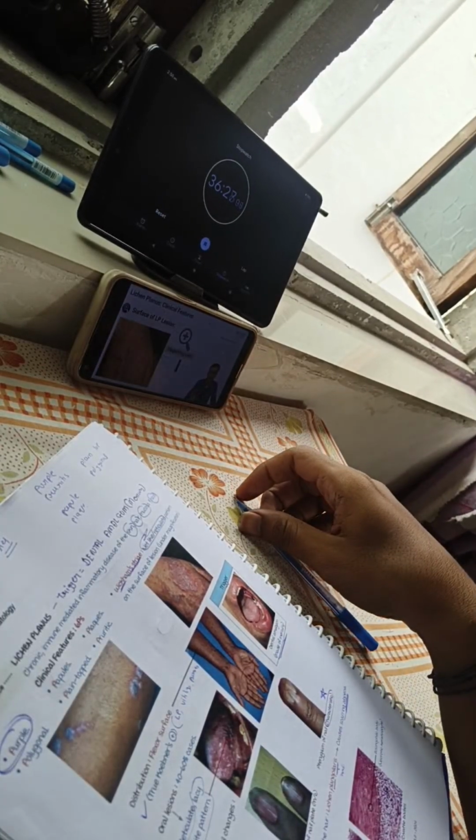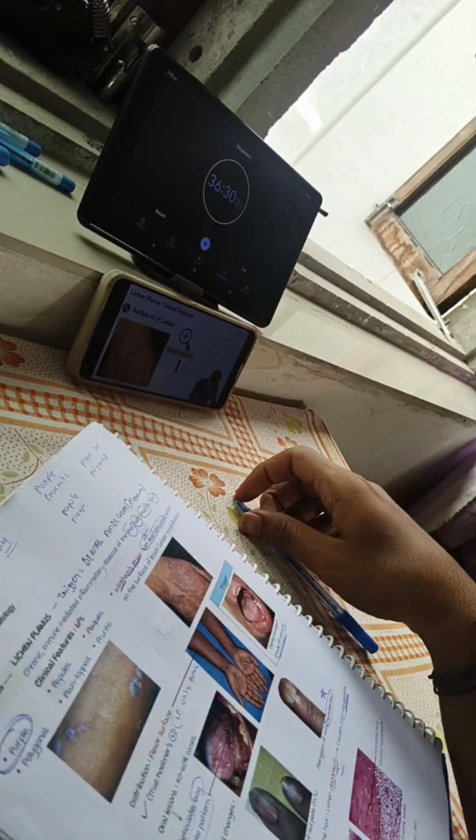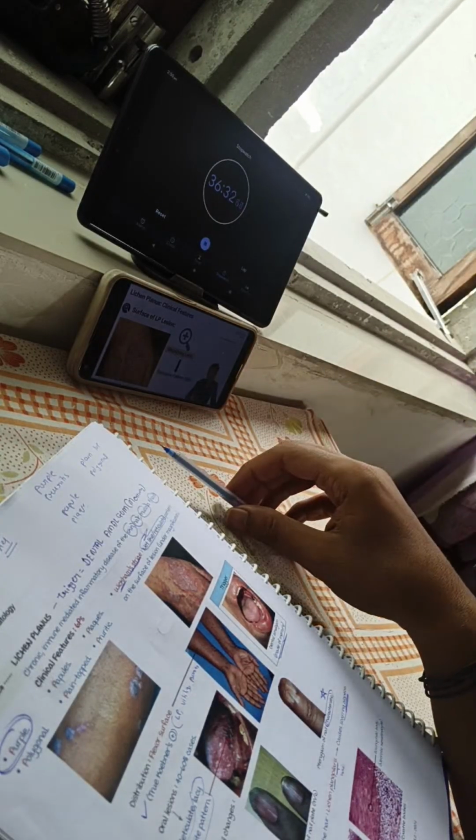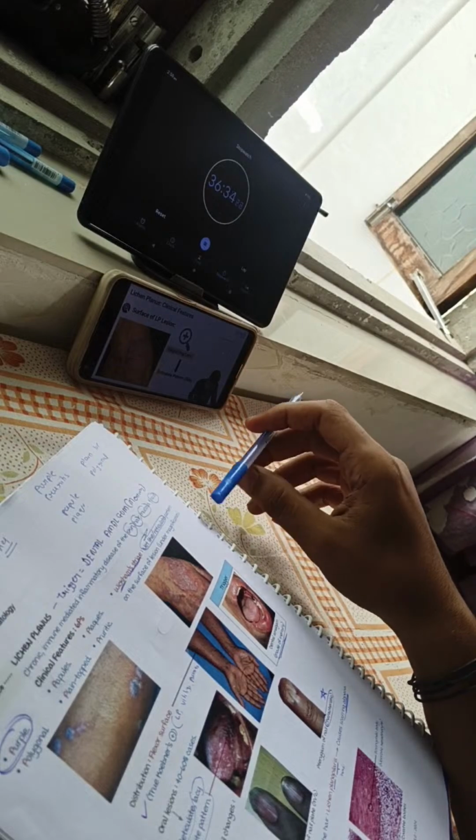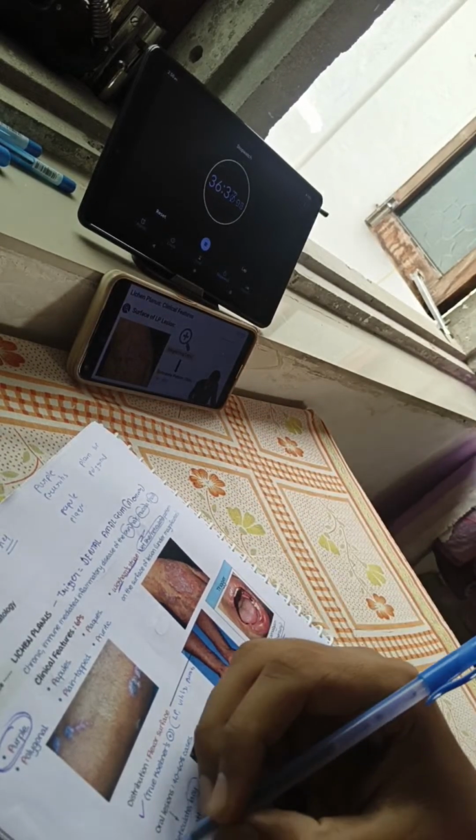Now, when you look at the surface of the lichen planus lesion, especially if you see it with a magnifying lens, you will be able to see a reticulate pattern, which means a net-like pattern of the skin.